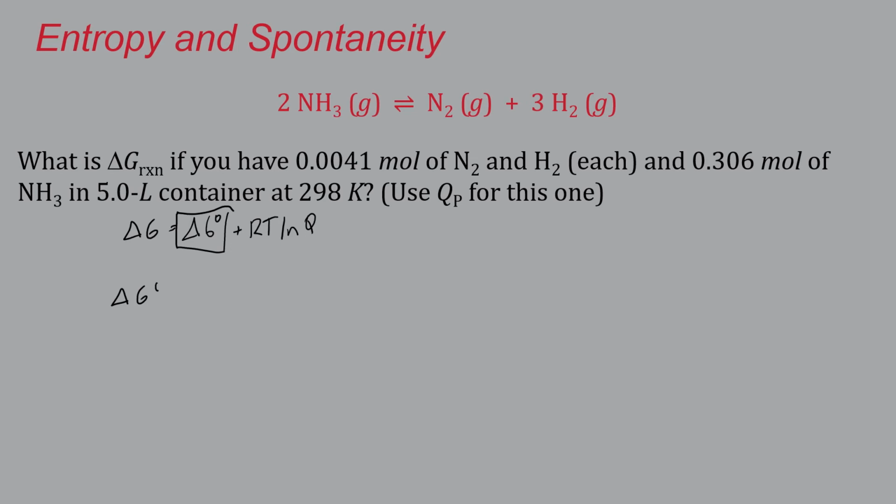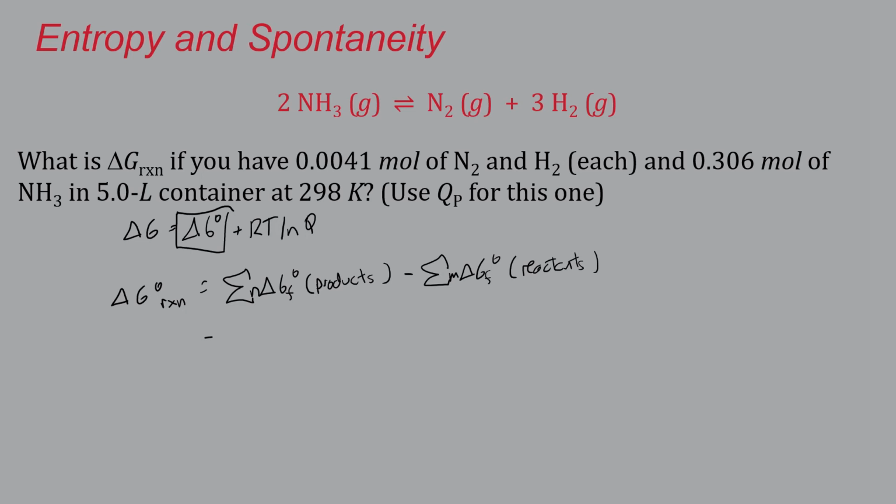the standard delta G of any reaction, we talked about this before, is equal to the sum of the free energies of formation of all the products times their coefficients minus the sum of all the free energies of formation of all the reactants times their coefficients in the equation. And these are tabulated. And so you could do that, let's say, and look them up.